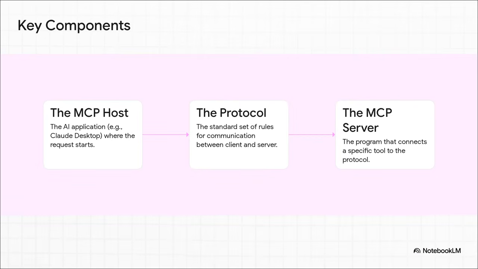Okay, it really just comes down to three main pieces. First, you've got the MCP host or client. That's the AI app you're actually using. Then on the other end, you have the MCP server, which is a little program that makes a tool available. And connecting them? That's the MCP protocol itself, the rules of the road for how they talk.